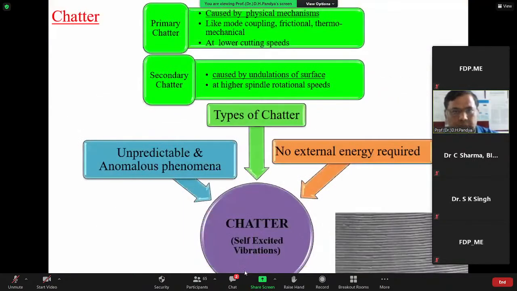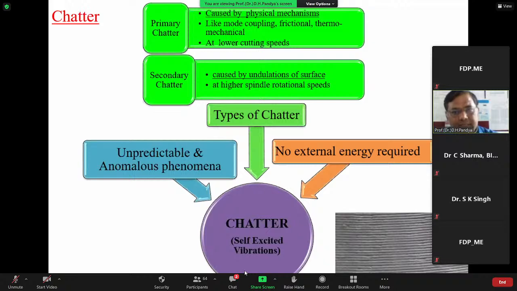Primary chatter generally happens at a low cutting speed, and secondary chatter is caused by the undulation of the surfaces at high spindle rotation speed. Here we can see the chatter surface, and how we measure the chatter.